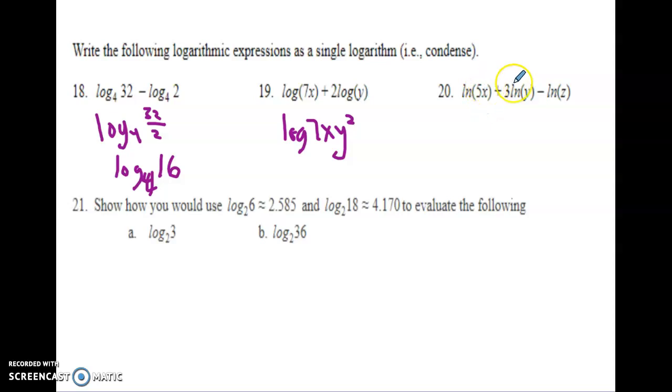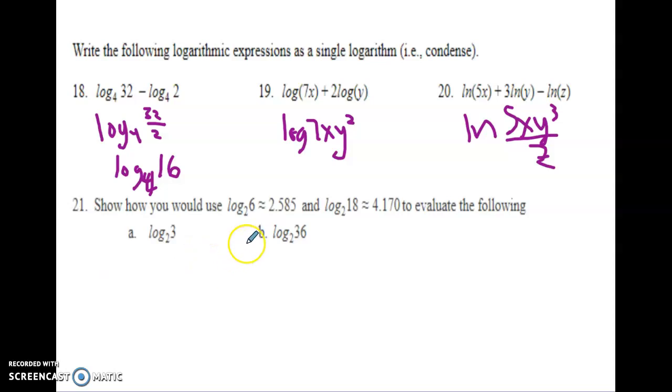Here we have addition happening here, and then a subtraction, so these are going to be multiplied together, and then the whole thing's going to be divided by this. So we have the natural log of 5x, and it's being multiplied by this, which is y cubed, and then all of this is going to be divided by the z.